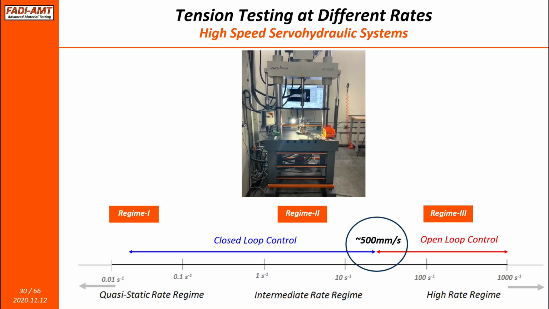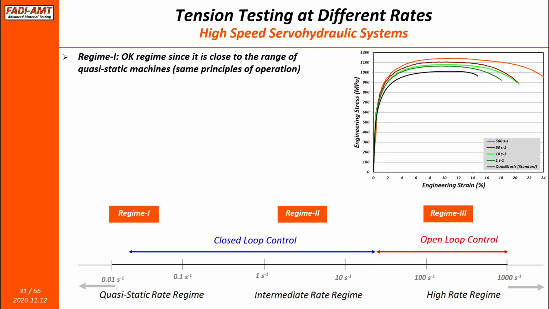I put here, roughly speaking, this is at least for our system. Most systems are similar, but you could be a little bit off from there. But roughly speaking, up to about 20 strains per second, you can go closed loop. And then above that, which is the upper intermediate or high rate, most likely you'll have to do it in open loop control. So let's talk about the different regimes and the challenges.